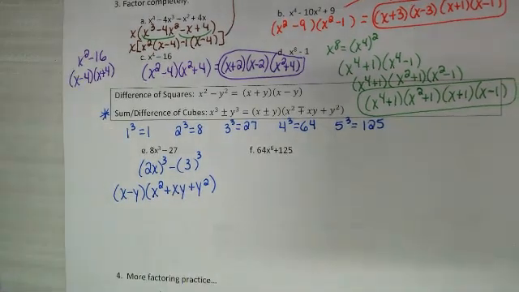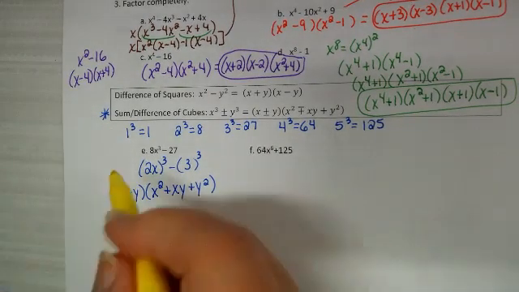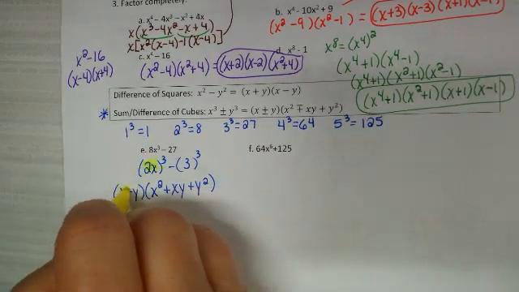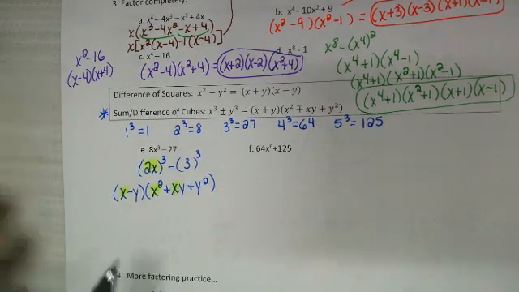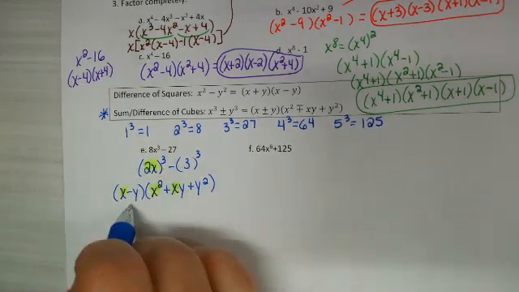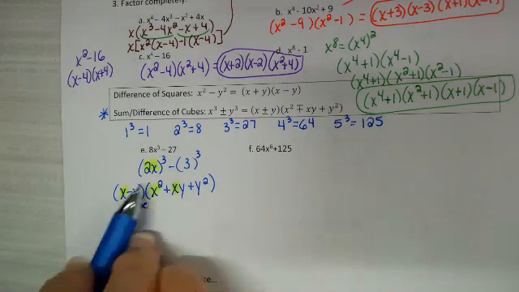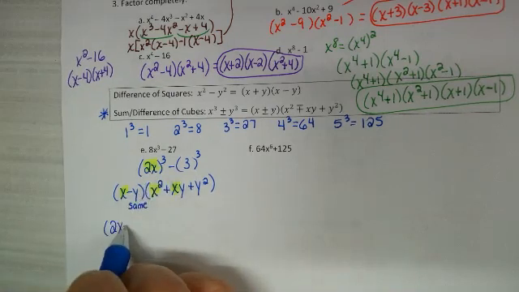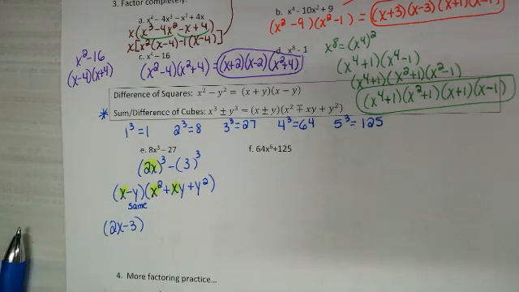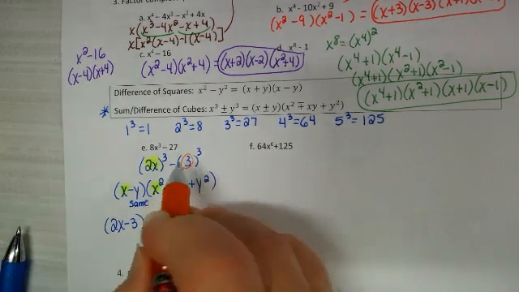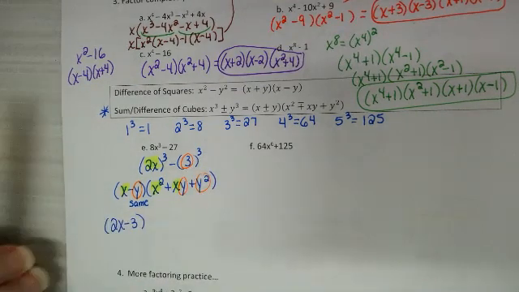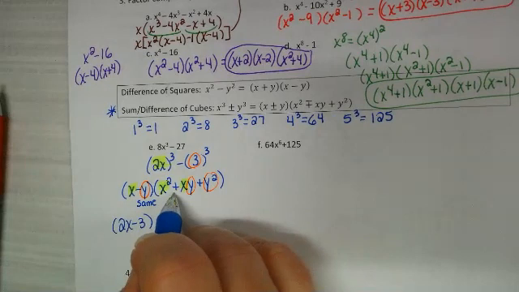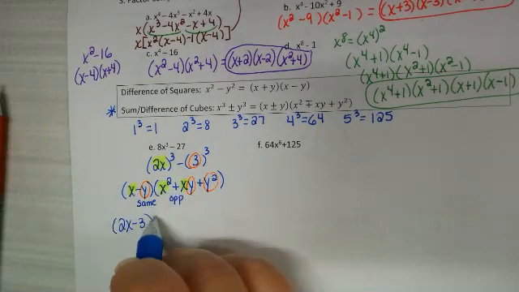So in this situation, 2x is actually representing the x here. It's going to go wherever that x was. So my first parentheses, notice it's the same sign as the original problem. I'm just going to write 2x minus 3, because the 3 right here is going wherever the y was going.